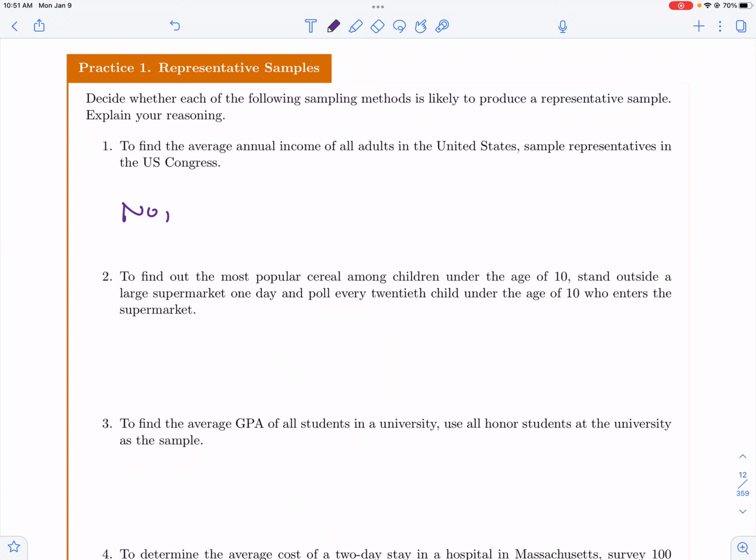All right. To find out the most popular cereal among children under the age of 10, stand outside a large supermarket one day and poll every 20th child under the age of 10 who enters the supermarket. That one seems good. We're standing outside, making sure we survey every 20th person as they come in, so this seems like it might give us a good representation of a sample.